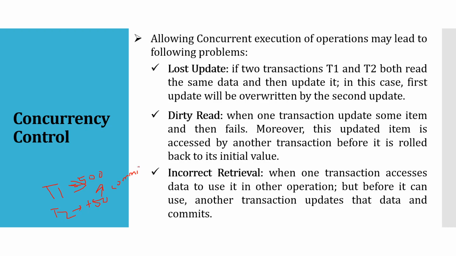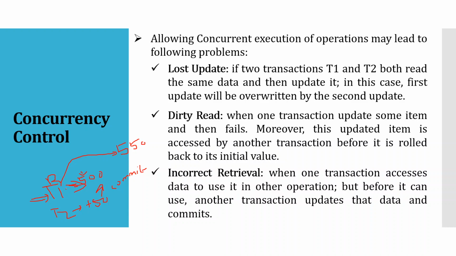While this transaction was reading, T2 comes, adds 50 to it and commits it. So what will the data actually be now? 550. So actually T1 should read this 550, but it is going to read only this 500 because this transaction came in between and updated the data, right? So it will read this, but actually it should read this one. So again, incorrect retrieval will be there.